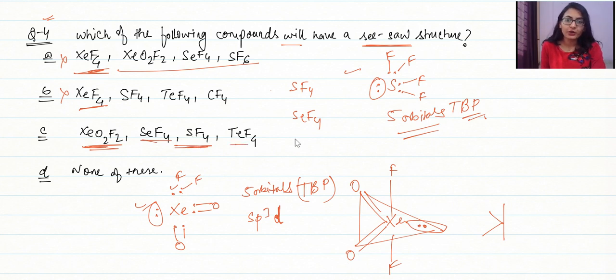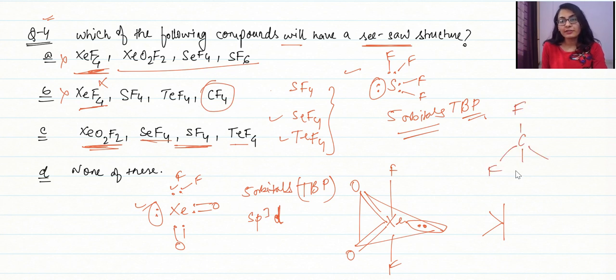And let's see TeFO. So sulfur, selenium and tellurium, this is also in the same family, and it is not going to give a completely same structure, but roughly we can say that yeah, they can give the same seesaw structure, because in the other options we are having XeF4, not at all possible. CF4, this CF4 is definitely tetrahedral in shape. Alright, so CF4 is also not going to have the seesaw structure. So our correct answer is option number C.